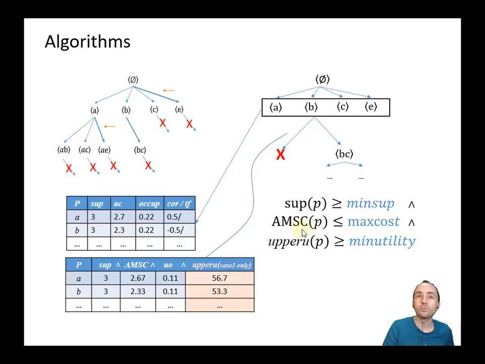If the lower bound on the cost is greater than the maximum, we don't need to look at anything that starts with AB. If the upper bound is smaller than the minimum utility, we also don't need to look at all extensions of AB. So using this, we can save a lot of time when we search for the cost-efficient patterns. This is just the main idea. There are more details about this in the paper.